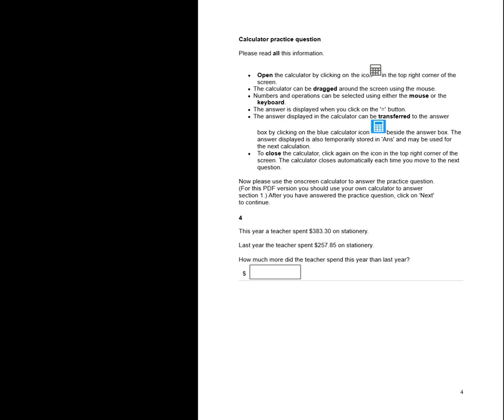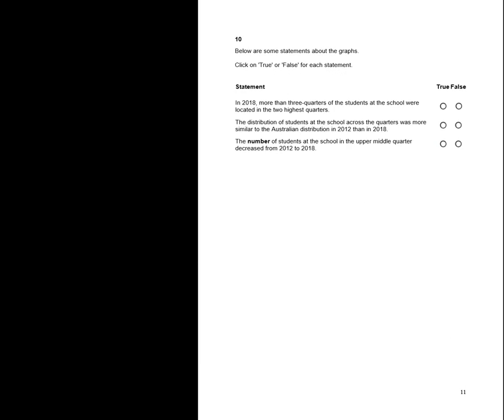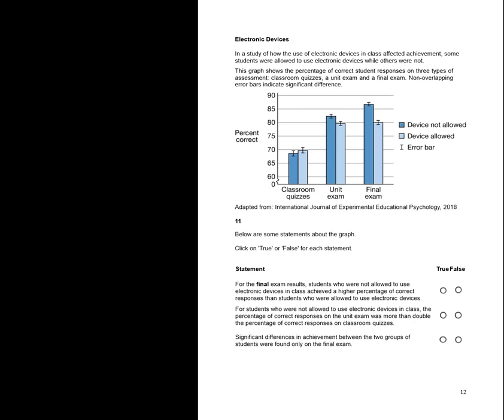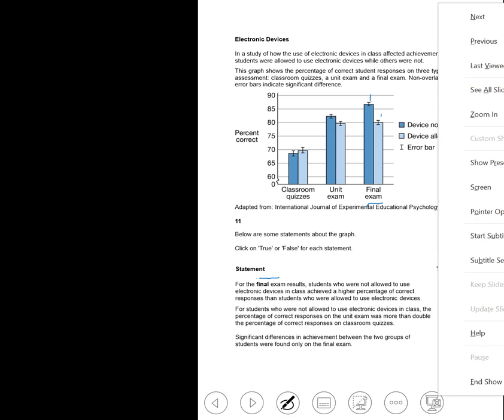Let's get to our page where we'll start with question 11. I won't really go through the reading of the questions. I will just mainly go through the actual questions about what it's asking. So for the final exam results, we need to look at final. And it's saying, was not allowed to use higher or not than allowed to use? So there's our not allowed to use for final, and there's allowed. So it's clear that it is true that not allowed is higher.